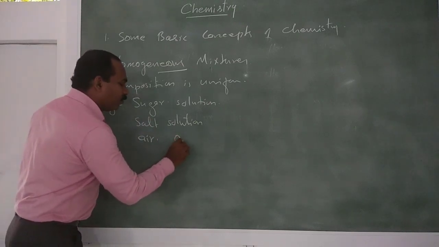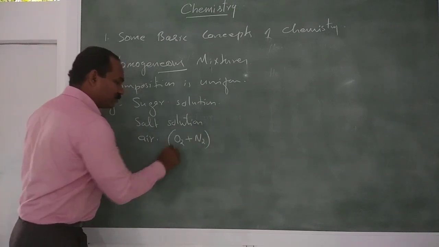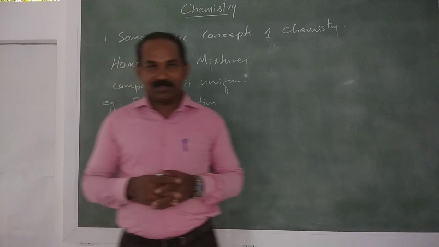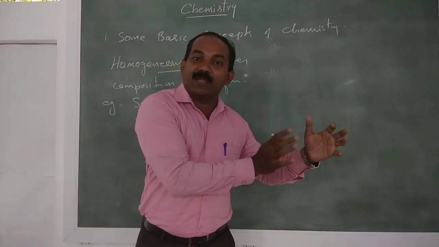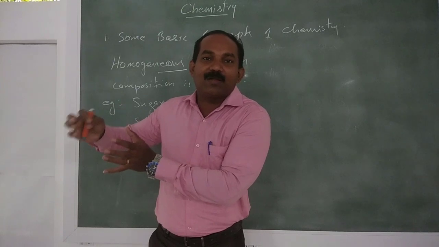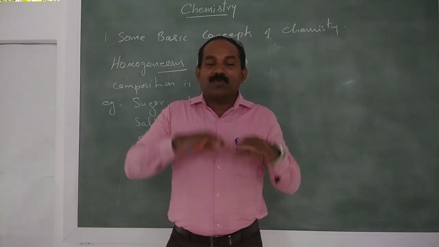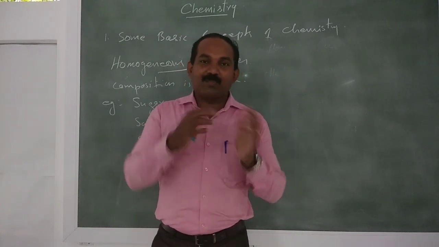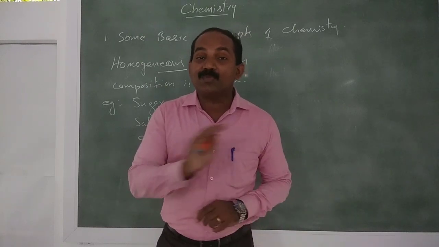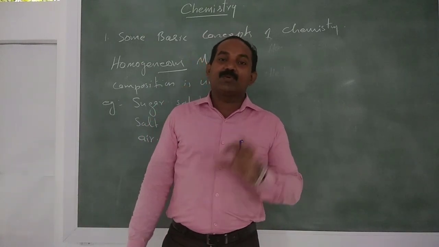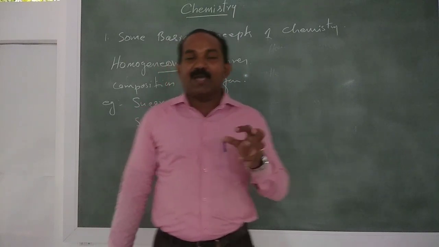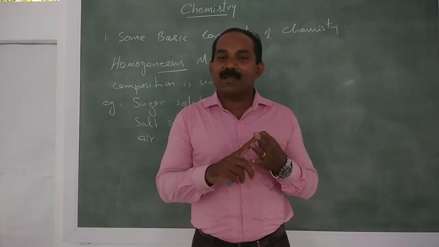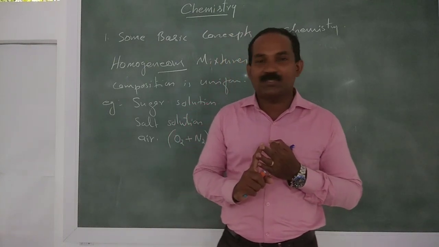The mixture of O2 and nitrogen is thoroughly mixed. The oxygen does not concentrate at a particular region. The nitrogen does not concentrate at a particular region. So when oxygen and nitrogen are mixed, the composition is the same throughout the mixture. You collect more examples. I give only 3 examples: sugar solution, salt solution, air or mixture of O2 and N2.